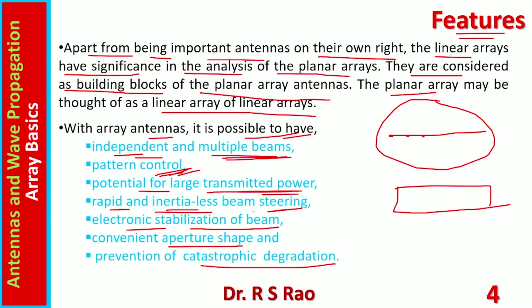Rapid and inertialess beam steering. Beam steering in earlier days used to be in a mechanical manner, but with arrays it is possible to perform steering in an electronic manner. This electronic beam steering is associated with the benefits of rapidity and inertialessness. Electronic stabilization is another benefit of a beam from array antennas. Convenient aperture shape, prevention of catastrophic degradation. These are all benefits, and these aspects can be had only from array antennas. Individual antennas are not able to provide even some of these things.